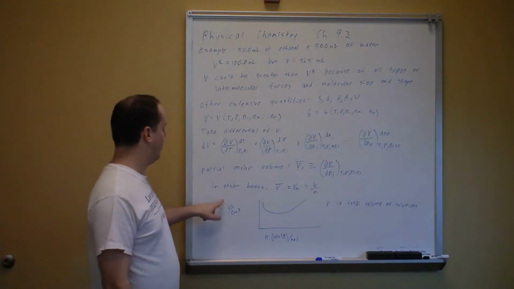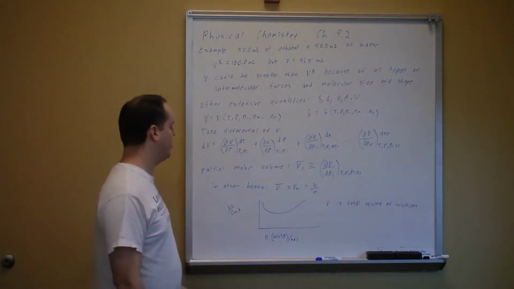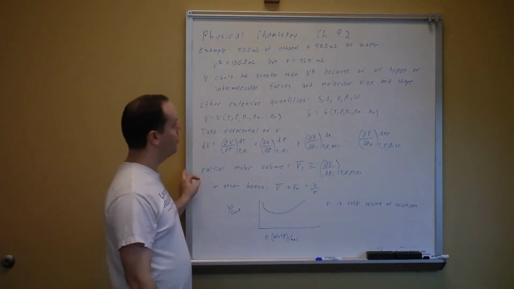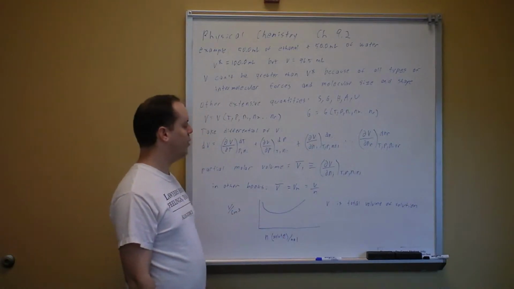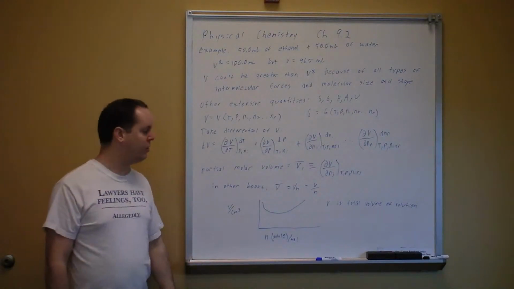Now let's say we graph this. We have volume over here, and then we have the number of moles of solute. Notice a U shaped curve, so you have a minimum here. So you will have a concentration in which you'll have the lowest total volume of our solution.